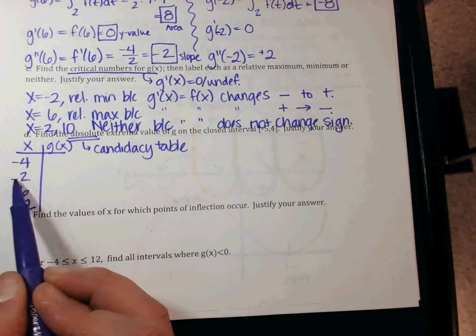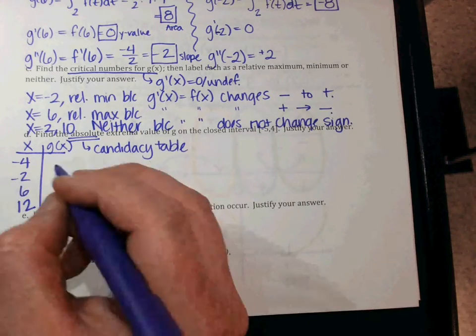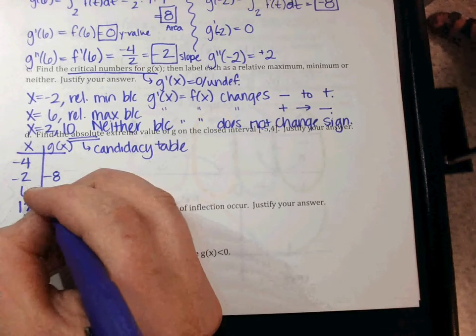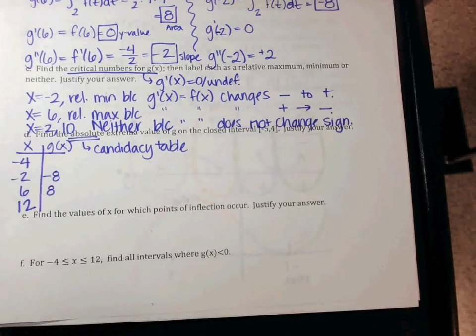We already found it in part B: negative 8. What was G of 6 in part A? Make sure you're finding regular G, not G prime. Regular G was 8. So this one and this one we already had done, and a lot of times they'll do that. So we only really have to find 2 more.